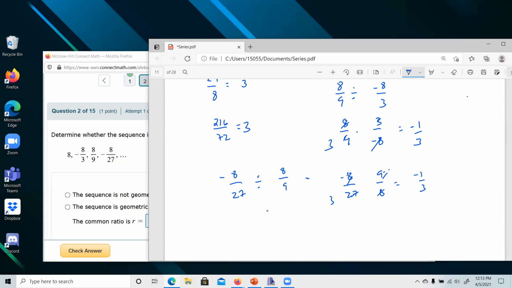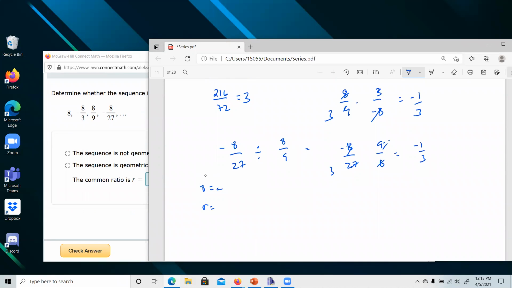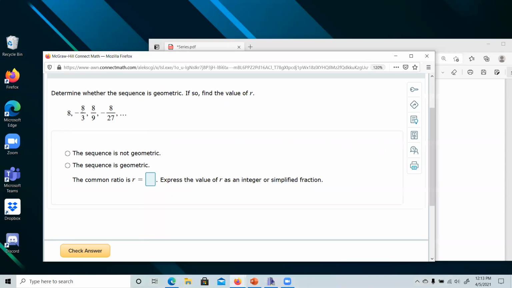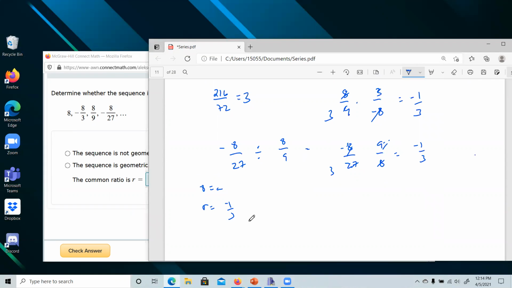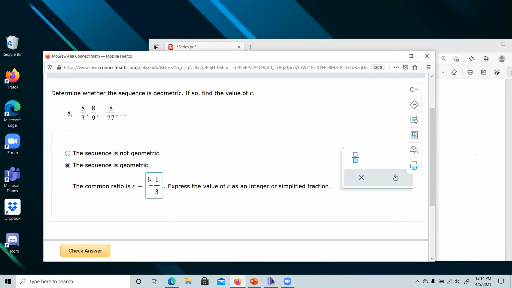So every time we did this, we're multiplying by a negative 1/3. 8 in this case would be our a, and our r would be negative 1/3. And you'll note that it goes positive, negative, dot, dot, dot. So it's okay that we have a negative number here. Just keep raising the power. So geometric sequence, excellent. And we have r equals negative 1/3.